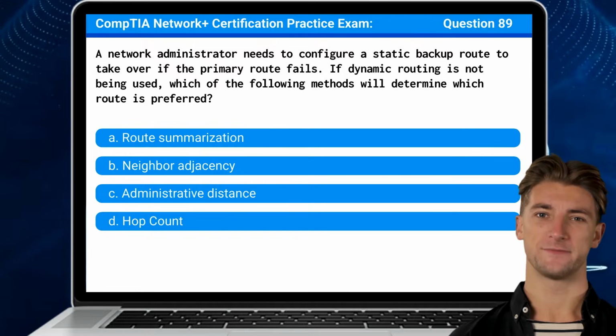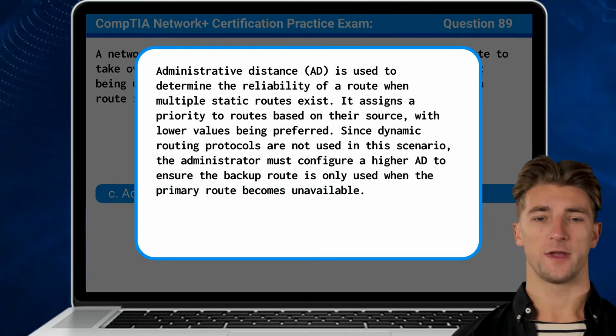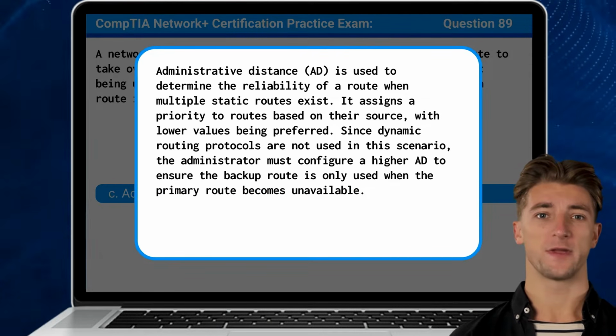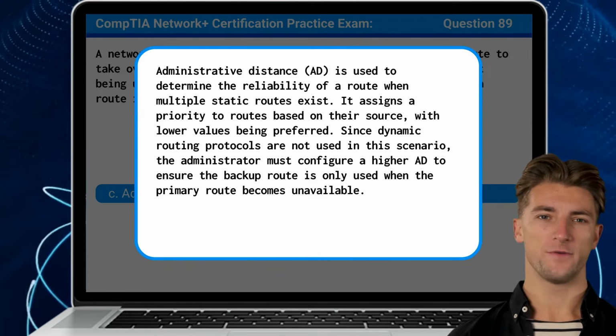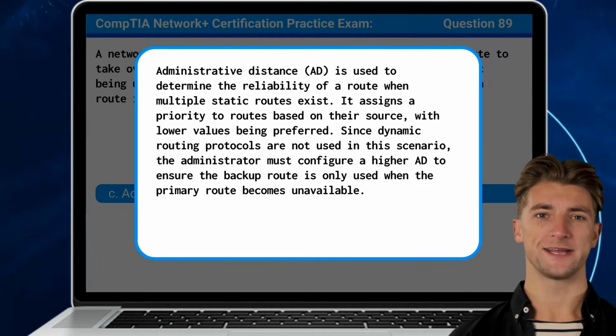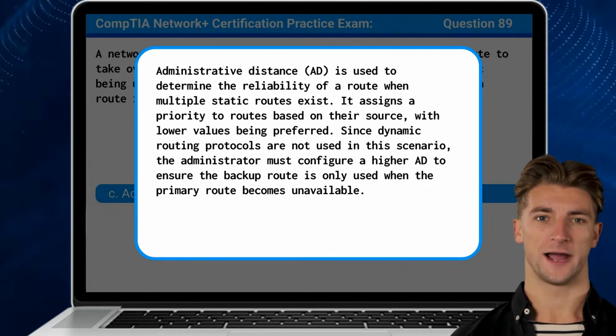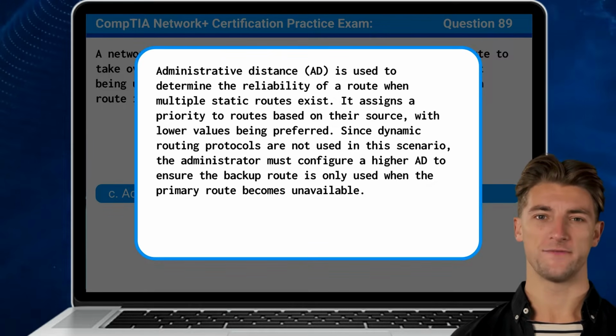The answer is C. Administrative distance. Administrative distance, or AD for short, is used to determine the reliability of a route when multiple static routes exist. It assigns a priority to routes based on their source, with lower values being preferred. Since dynamic routing protocols are not used in this scenario, the administrator must configure a higher AD to ensure the backup route is only used when the primary route becomes unavailable.